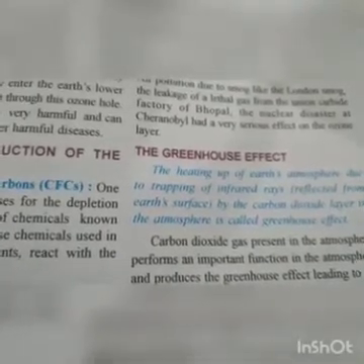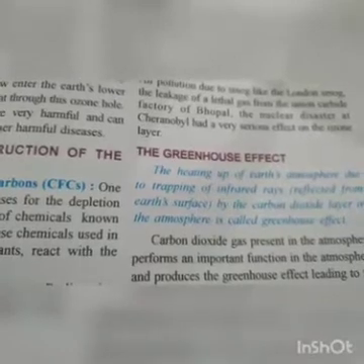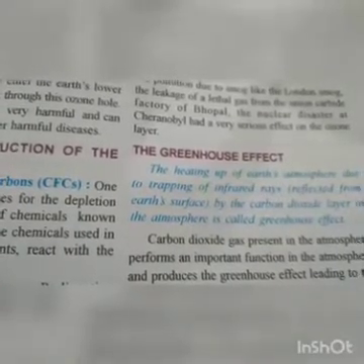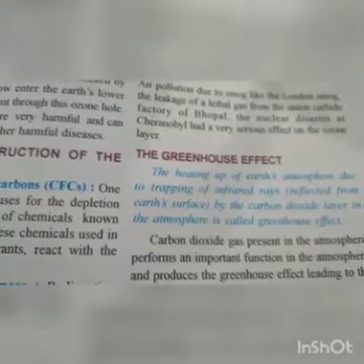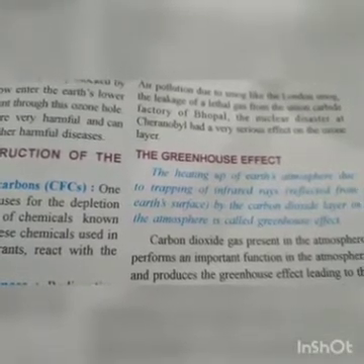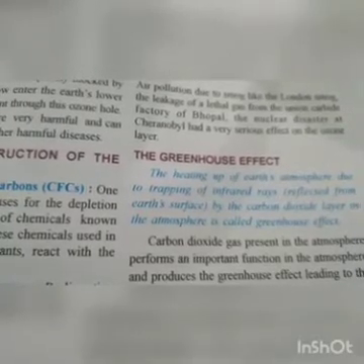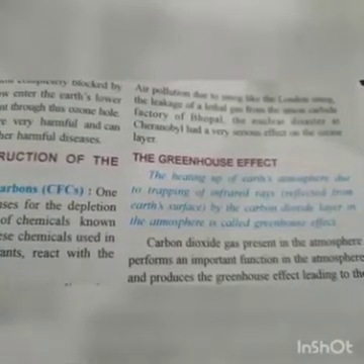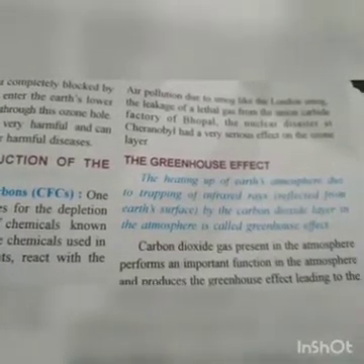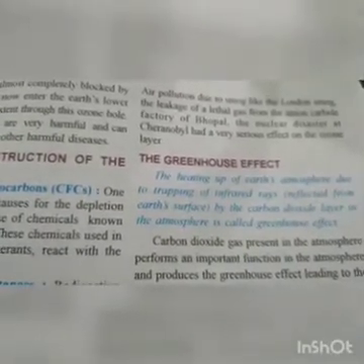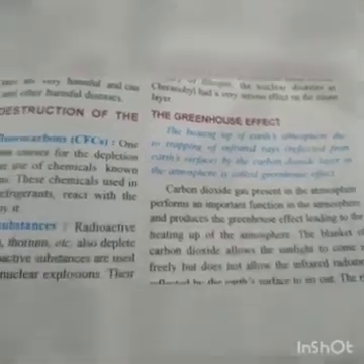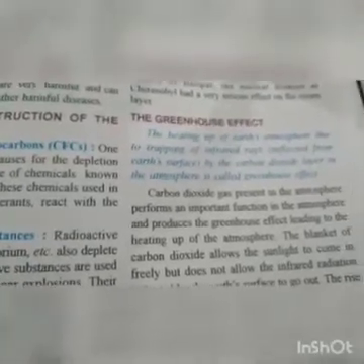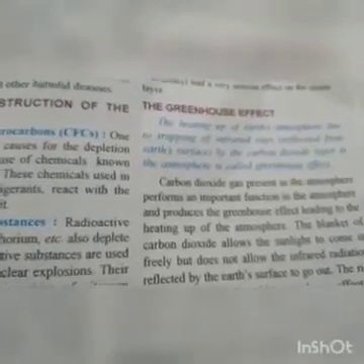The nuclear disaster at Chernobyl had a very serious effect on the ozone layer. So the nuclear explosion at Chernobyl also had a great effect on the ozone layer. That means this nuclear disaster at Chernobyl contributed to the destruction of the ozone layer. Now next is the greenhouse effect: the heating up of the Earth's atmosphere due to trapping of infrared rays.